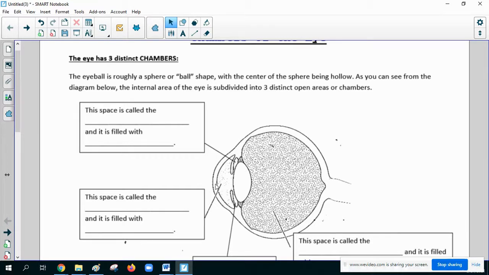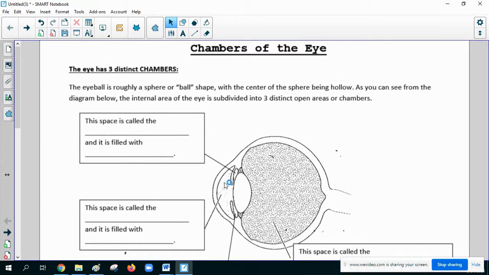up front is called the cornea. We've got a retina on the innermost surface of the eye that's light sensitive. Here's the optic nerve and the lens. All of that is still important, but in this diagram here, I'm concentrating on the different open spaces that are found within the eye. So these are called chambers. And as you can see from the title, the eye has 3 distinct chambers.